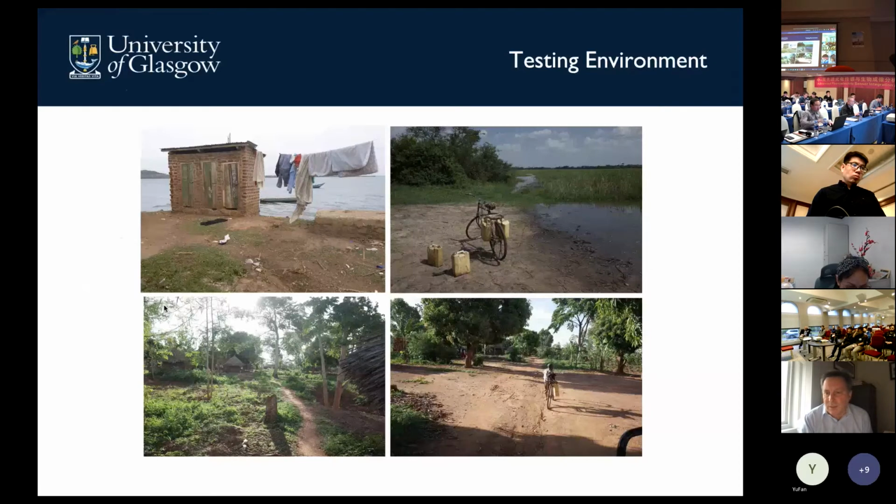So these are very typical of the testing environments which we have to work in, and you can see that there are very basic sanitary facilities, and where those facilities do exist, they're not necessarily terribly effective. Here you can see a toilet that enters into Lake Victoria, into where the village children play, and I will say something about that later.